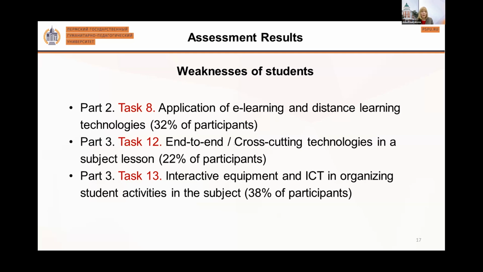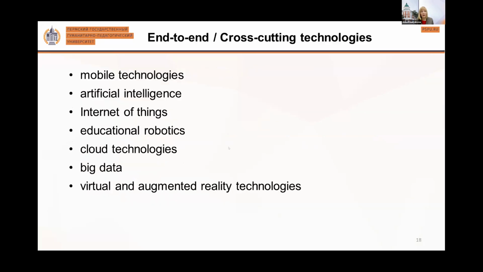Maybe the weakest area in our students is cross-cutting technologies. It consists of several components: mobile technologies, artificial intelligence, Internet of Things, educational robotics, cloud technologies, big data, and VR and AR technologies.